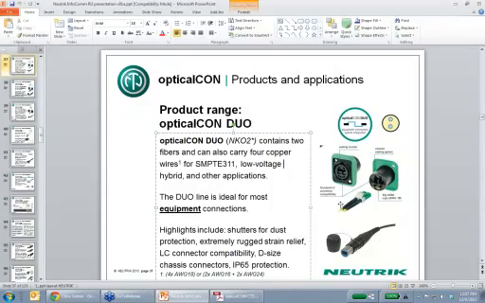opticalCON is designed to provide that patch point. It will patch from a chassis connector on one side to a chassis connector on the other side. Everything we've talked about so far has really been about fiber transmission. opticalCON is really a patch point solution. It's to get from point A to point B, where you're going to do lots of frequent patching and unpatching, and where you've got to have ruggedness.